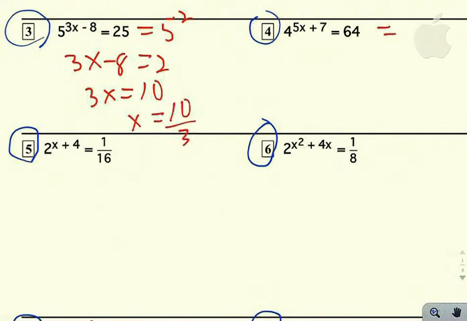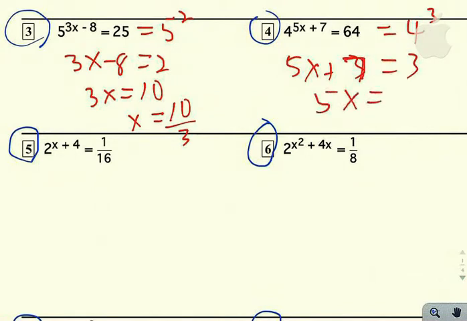For number 4, 5x plus 7 is 3. Oops. So 5x is minus 4, x is minus 4/5.